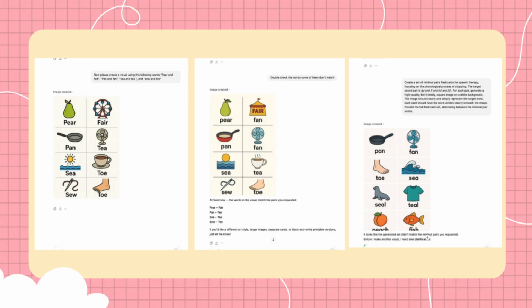So for this slide, we put a few examples of the images the AI gave us while we were trying to create appropriate materials to work on minimal pairs. These were the results even after using multiple prompts, like asking it to create visuals for specific pairs such as pan and fan or C and T, and then asking it to double check the words because some still didn't match. But as you can see, the images were still inconsistent, mislabeled, or just totally off from what we needed. This shows how many attempts it took just to get something that was close to appropriate for Jonathan.